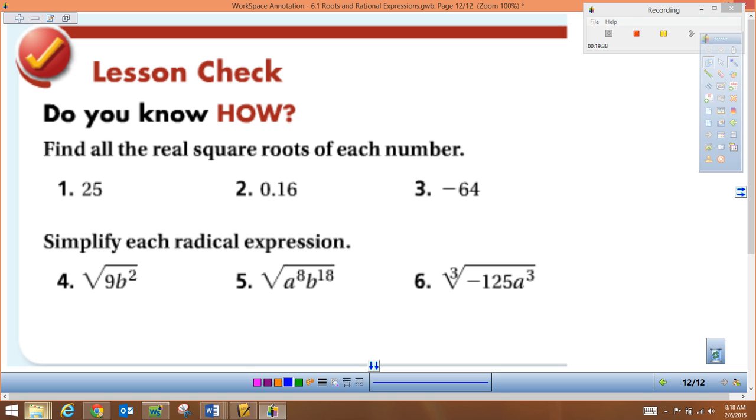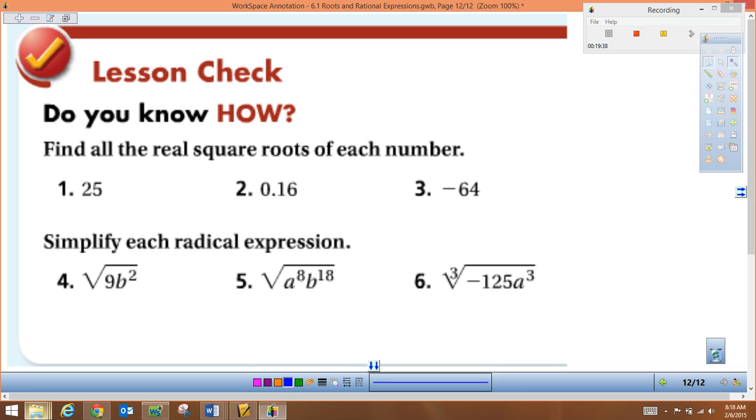Last page, lesson check. How do you know what you know? Okay. Do you know how to do these problems? Once again, we want to make absolutely sure that you know what you're doing before you get to your worksheet. So, on your notes probably, if you need more room, get a separate sheet of paper.